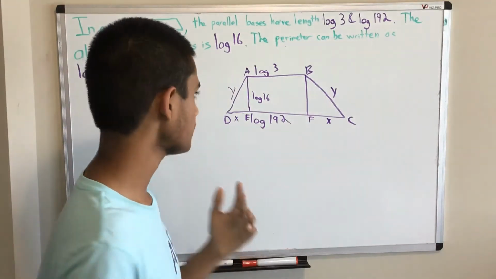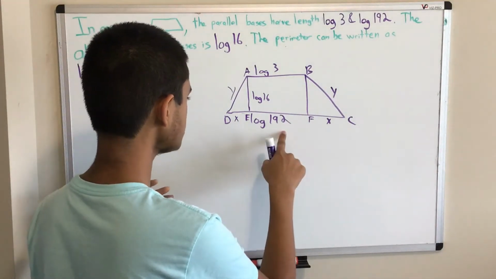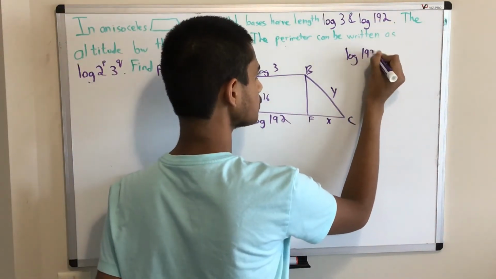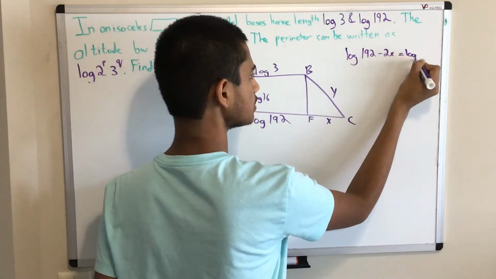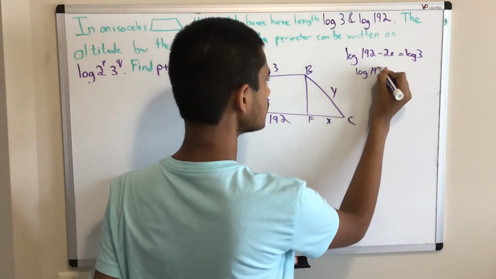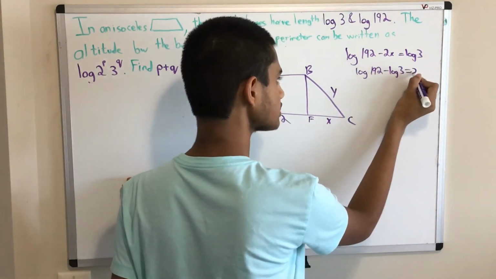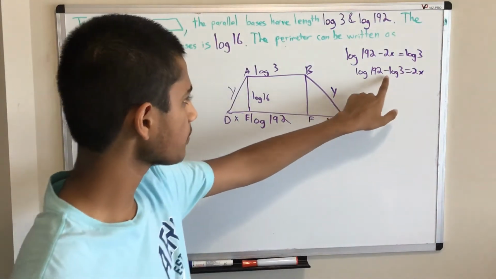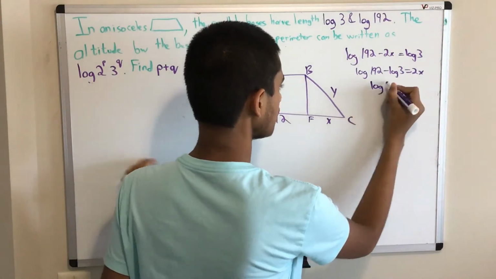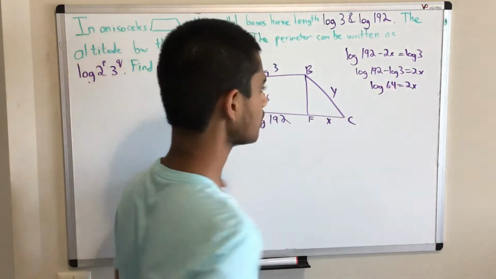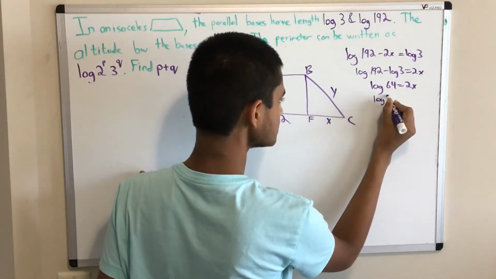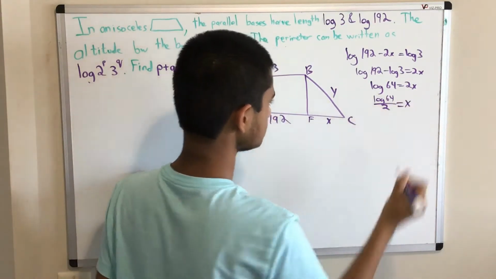And then we notice one key thing: log 192 minus 2x is going to be log 3. So we can write log 192 minus 2x is equal to log 3. After rearranging both terms, we get log 192 minus log 3 is equal to 2x. Now we can use the log properties to divide 192 by 3, and that leaves us with log 64 is equal to 2x. Now we divide both sides by 2, and that leaves us with log 64 over 2 is equal to x.